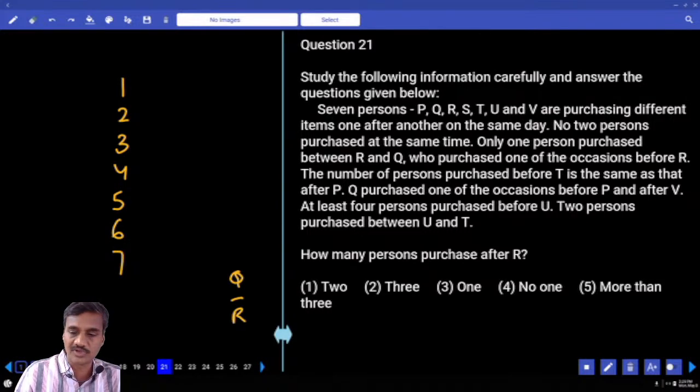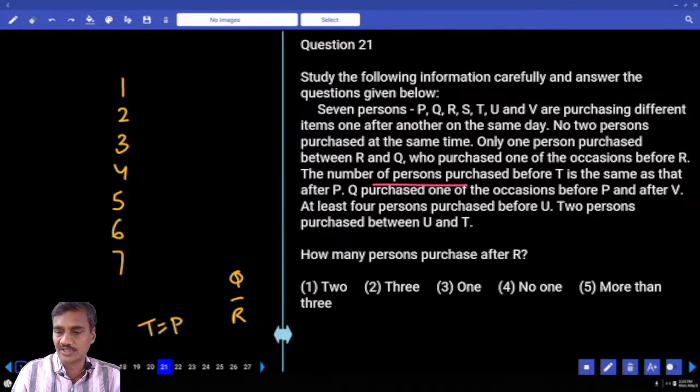Q purchased before R. And next one, the number of persons purchased before T is the same as that after P. Now T and P, we need to have the same number of persons. And Q purchased on one of the occasions after P. Now Q is after P, hence P must be before this Q. Isn't it? P is before this Q. And Q is one after V. Now this P is after whom? P is after V.